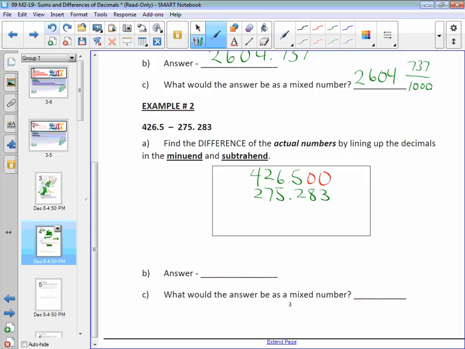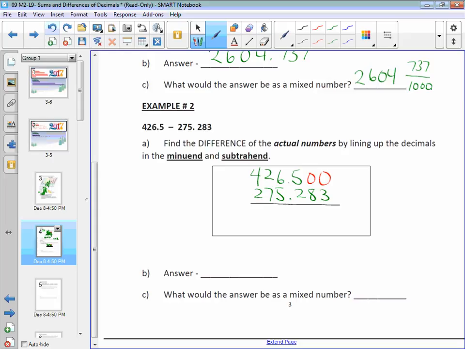More important now than it is for when we do it in addition, because you got to borrow. Here is where I have at least found where students get confused. Some, not all. What do I have to do first? I know I need to borrow because I can't do 0 take away 3. Madison.